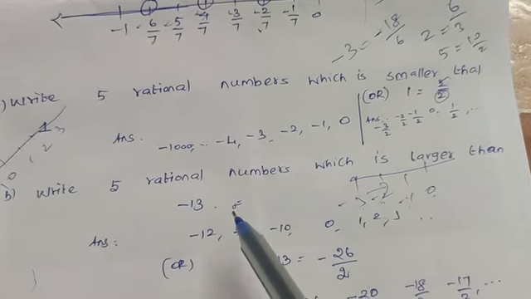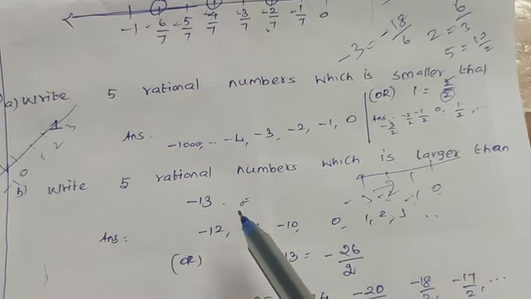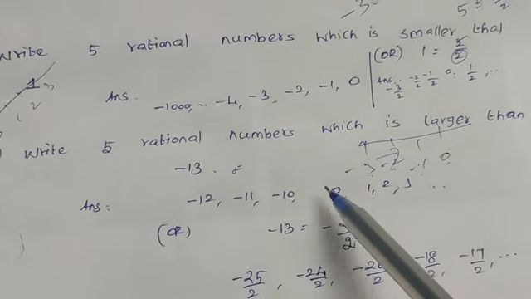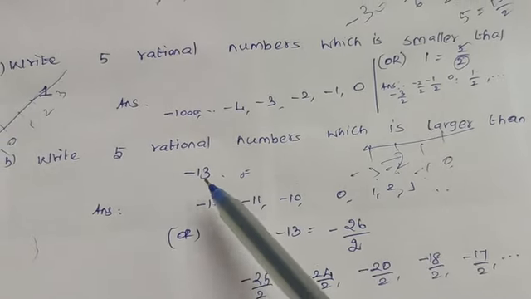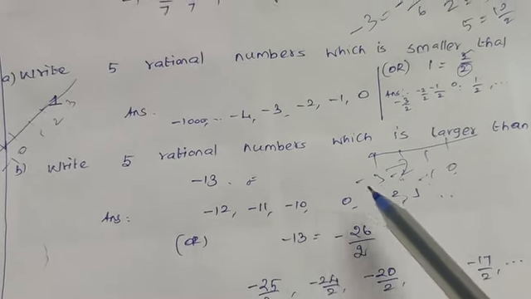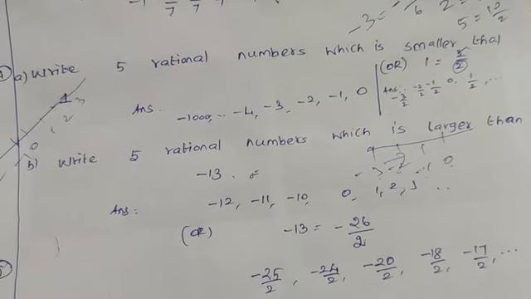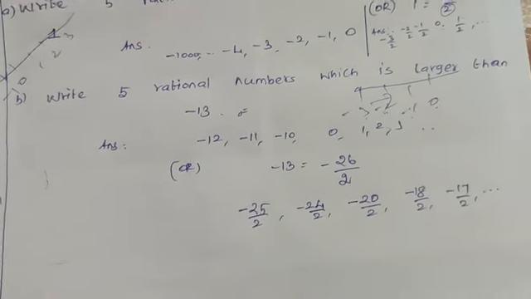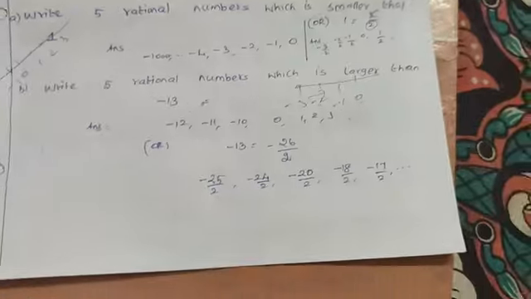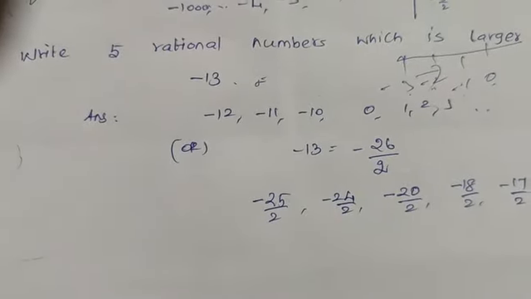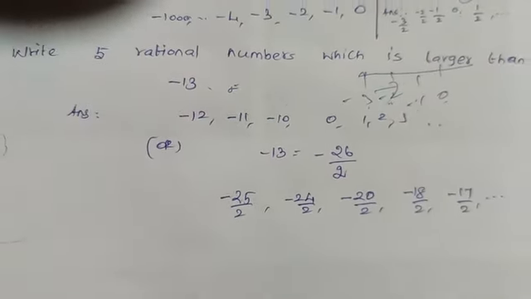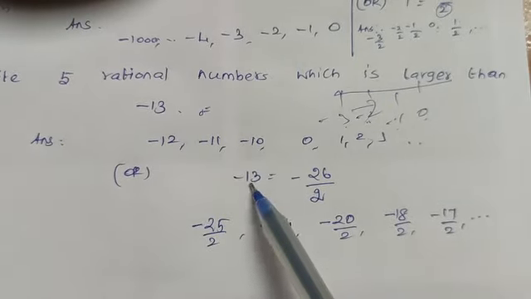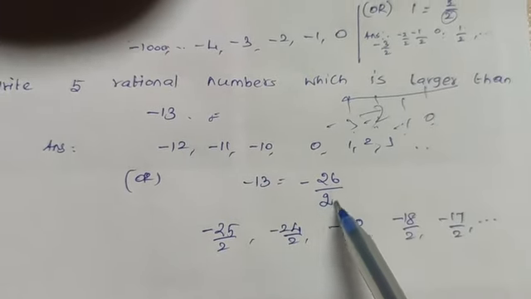So like that, here -13, no. So you can write 0, that is after that -12, -11, -10, 0, 1, 2, 3, 4 and so on. Suppose you need to write the rational number form, because we are under rational numbers, no. Already we discussed -13, you can write 26 divided by 2.